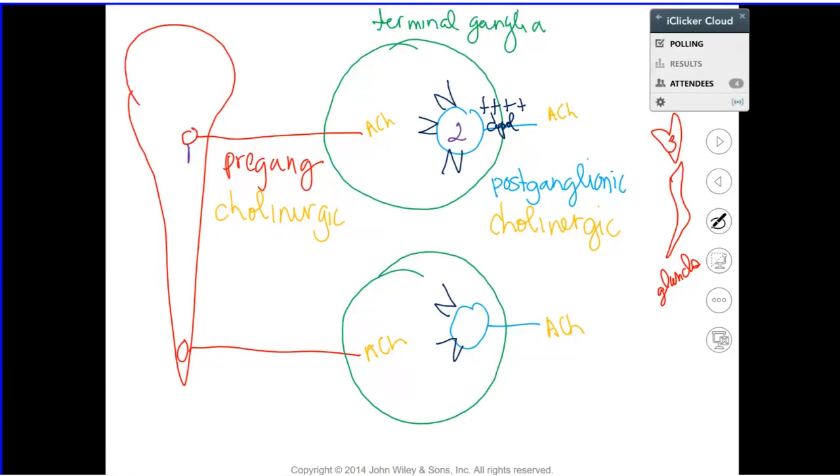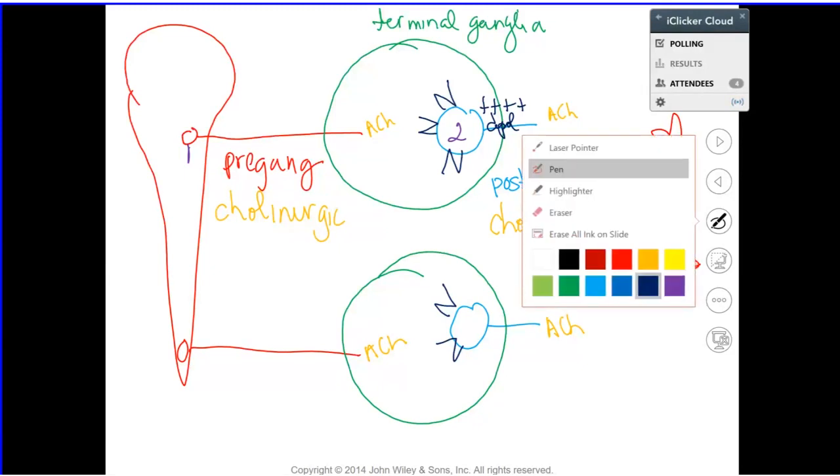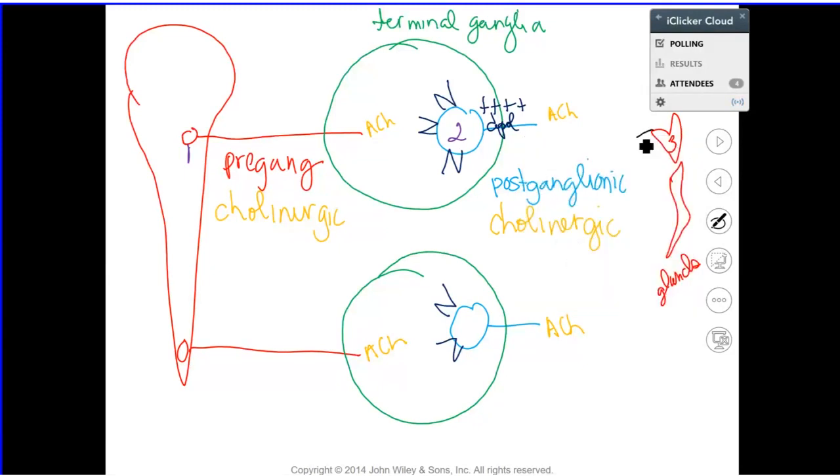When it releases ACH, that means we need cholinergic receptors. Are those receptors going to be on 1, 2, or 3? Okay, and what are the second receptors always? I'm just going to use an M for muscarinic.